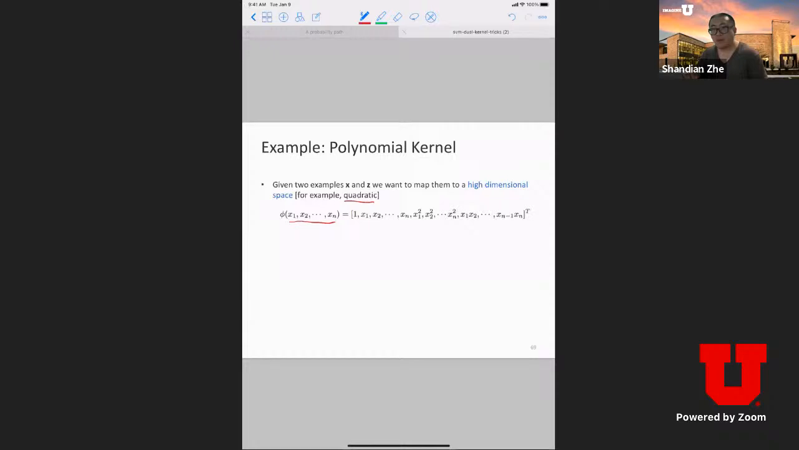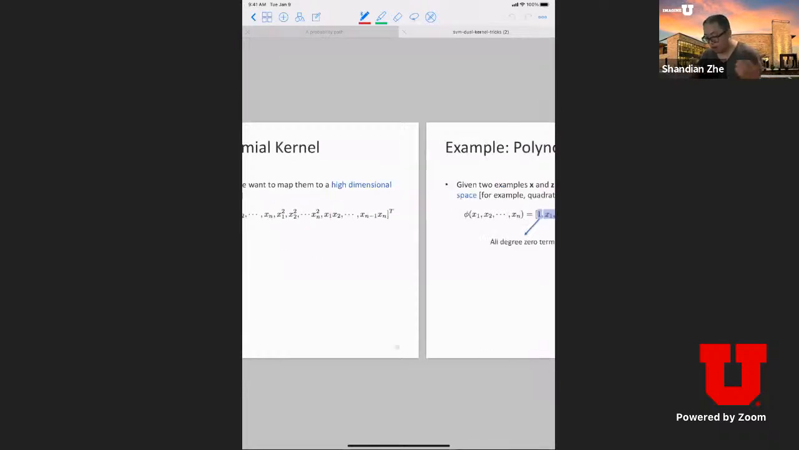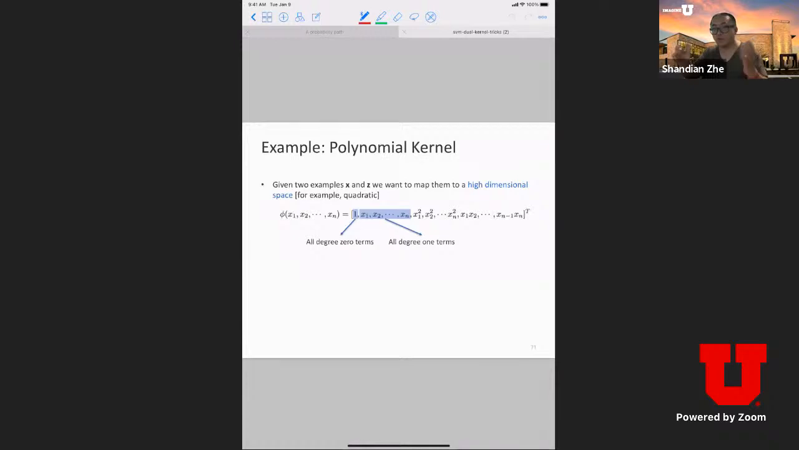The mapped feature vector actually consists of three parts. First, all degree 0 terms, which is just 1. Then all degree 1 terms, which are just the original features, x1 to xn. And then all degree 2 terms. We just enumerate every distinct pair of the features and multiply them together. So it could be x1 squared, x2 squared, up to xn squared, then x1x2, x1x3, x1x4, x2x3, and so on, until x(n-1)xn.